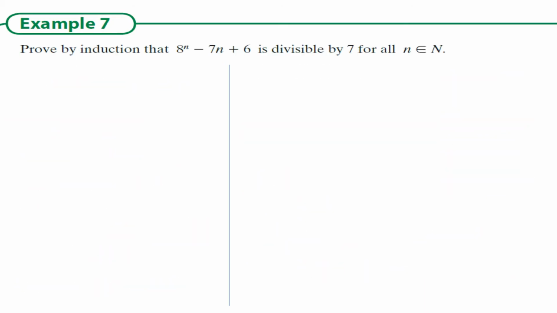So, prove by induction that 8 to the power of n minus 7n plus 6 is divisible by 7 for all n element of the natural numbers. So let's write our proposition. That is: 8 to the power of n minus 7n plus 6 is divisible by 7.